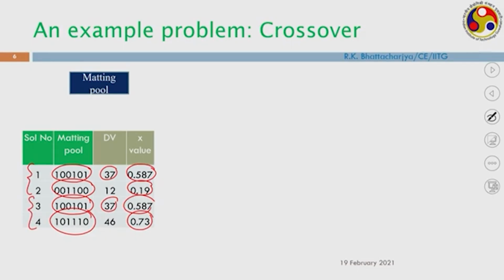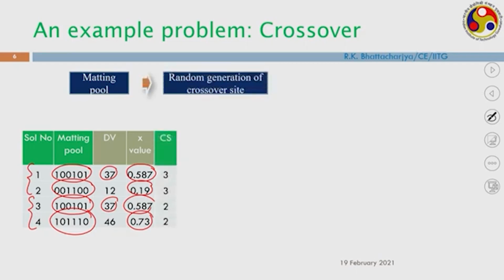In order to implement crossover, you have to select a crossover site. This crossover site is to be selected randomly, between 1 and L minus 1. So, in this case between 1 and 5. So, you select a site. I got it randomly: this is 3 and for this one it is 2. So, this is the crossover site, after 3.